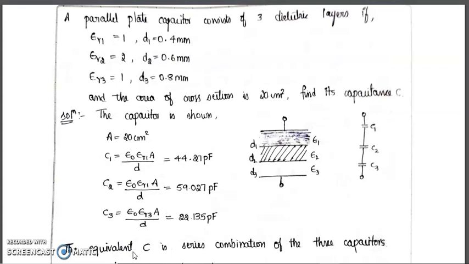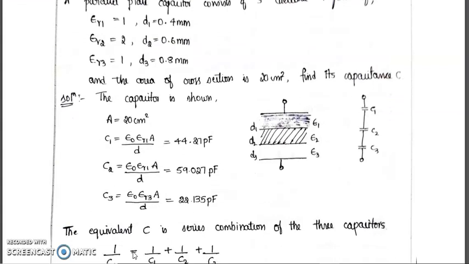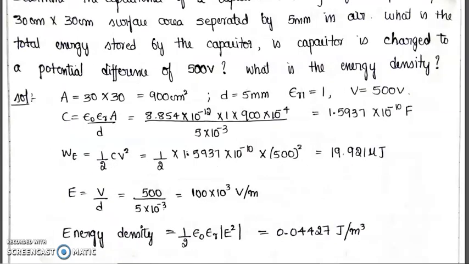So using the series combination, if the boundaries between the dielectric mediums are parallel to the plates, then you can consider the individual capacitances to be connected in series. If you take the equivalent of that series connection, you will get the total value of the composite parallel plate capacitor. We will take one more problem on this.